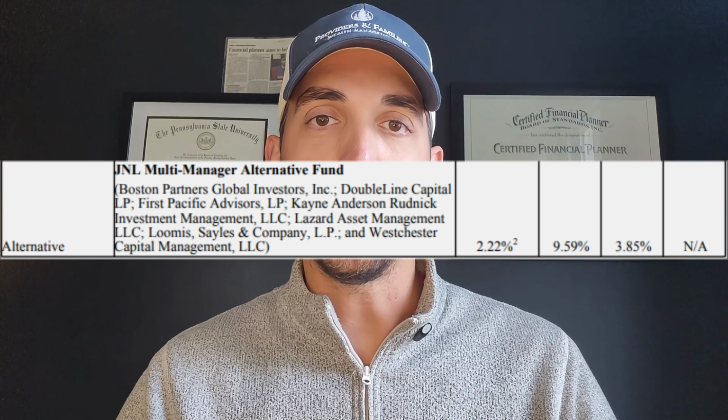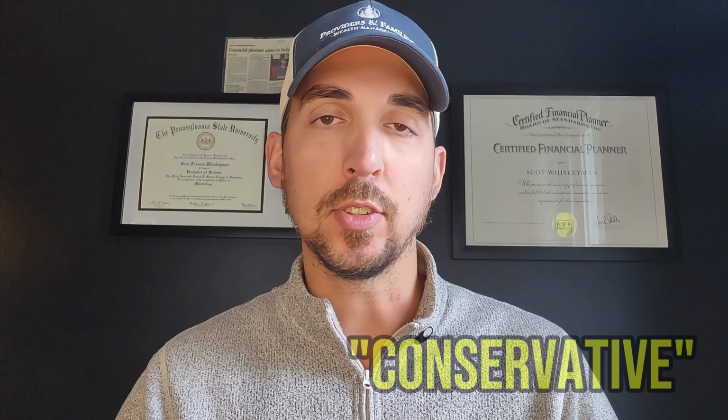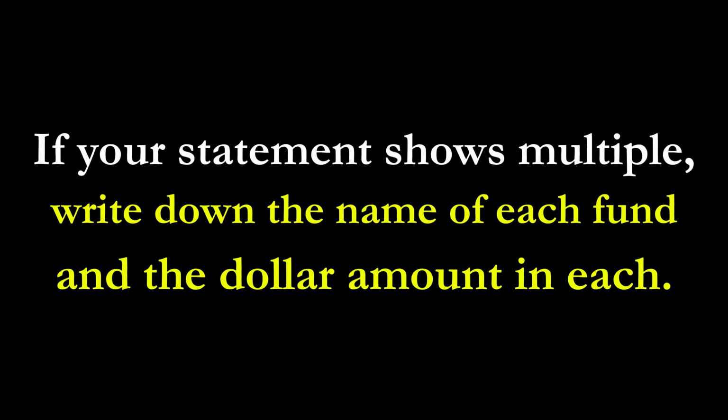Next, we're going to look for fund fees since this is a variable annuity. There's the main contract charges, there's rider charges, and then there's also fund fees for the actual investments inside of it that you hold. Take a look at your statement and see if you can find a fund with a name something like this. It might have the word allocation or strategic or moderate or conservative or aggressive or stock or bond or some word like that. If it shows multiple, write down the name of each fund and each dollar amount that each fund has next to it.